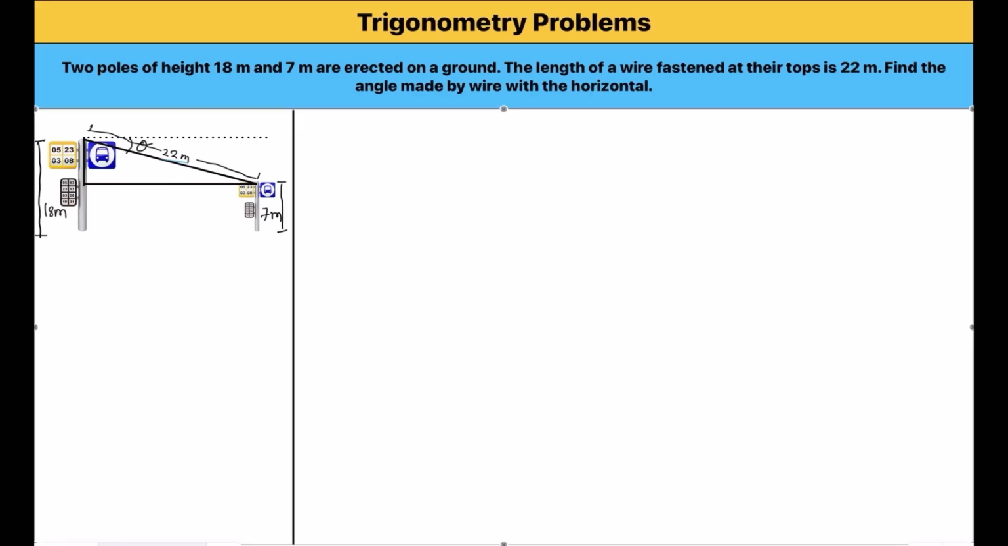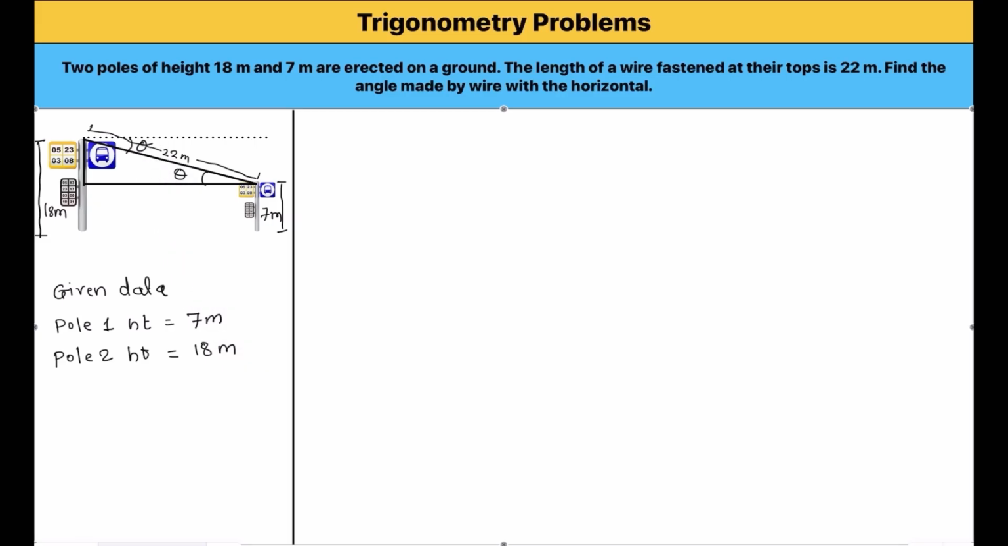I'm summarizing it again. We have pole 1, 7 meter high. We have pole 2, 18 meter high. We have wire 22 meter in length tied at the top of both poles, and we have been asked to find the angle made with the horizontal. Let's call this angle theta. These are parallel lines. So this angle and this angle would be similar as they are opposite angles. So if we find this angle, we will be able to find this angle theta.